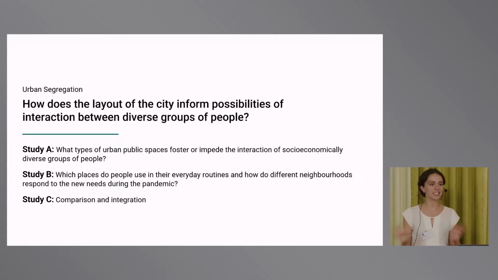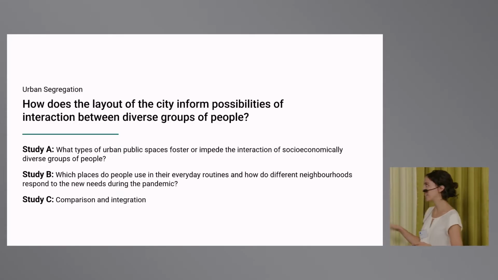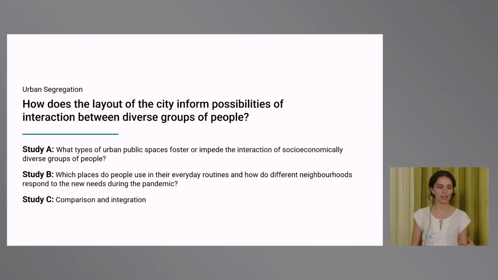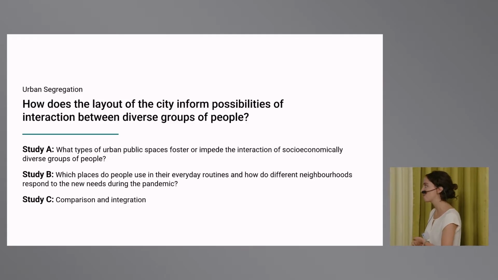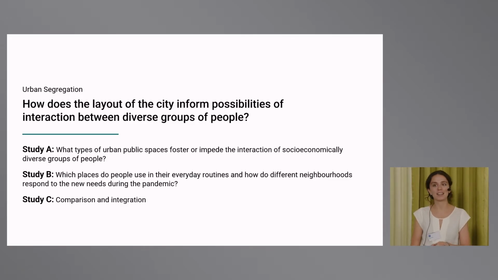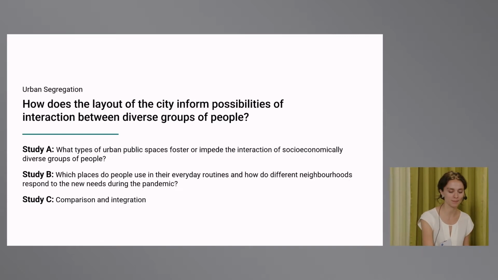So in this study, we take two different approaches using two very different data sets to studying urban segregation. The first, which we'll call Study A, uses a massive mobile phone data set in order to ask what types of urban public spaces and amenities are able to either foster or impede the interaction of socioeconomically diverse groups of people. And then in the second study, which we call Study B, we use rich, nuanced, and qualitative PPGIS survey data in order to ask how different groups of people use the city differently and how they've responded differently to needs posed by the COVID-19 pandemic. Study C, which is still to come, is going to involve leveraging the strengths of both data sets together in order to compare and integrate results.